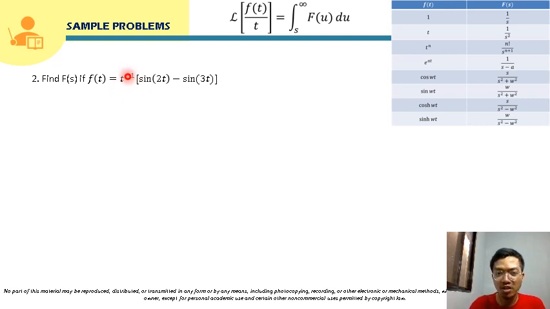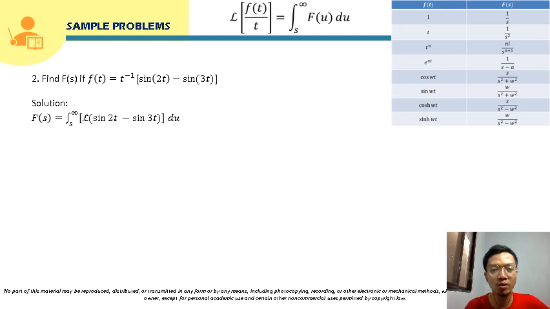From here, we can apply the integral transform. Since t raised to negative 1 is just equivalent to 1 over t, we can apply this, and the f of t for this will be sine 2t minus sine 3t. We will just apply our formula here. This will just become the integral of F of u, wherein F of u is the Laplace transform of f of t, which is sine 2t minus sine 3t, expressed in u. Then we integrate it with respect to u, and evaluate from s to infinity.